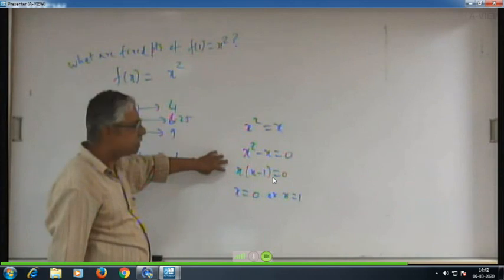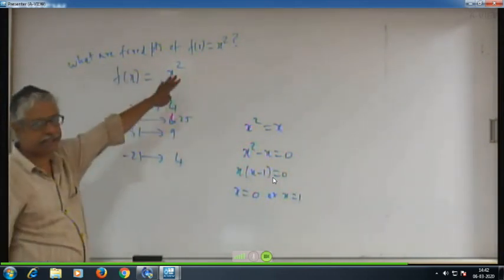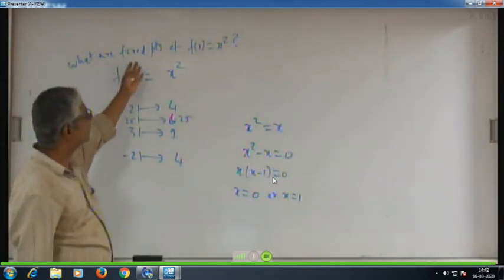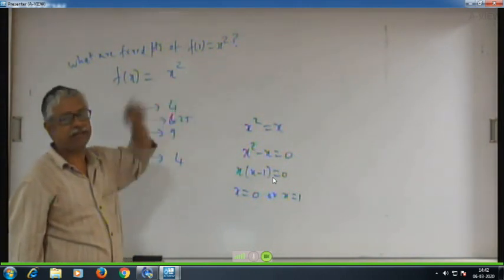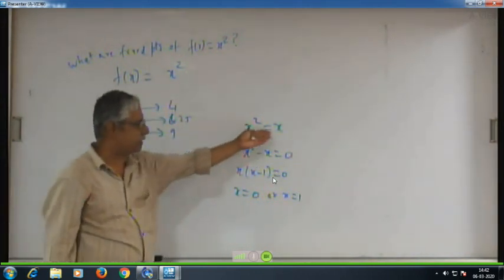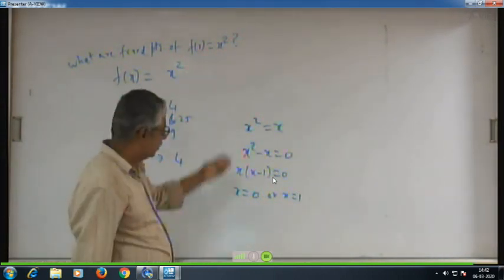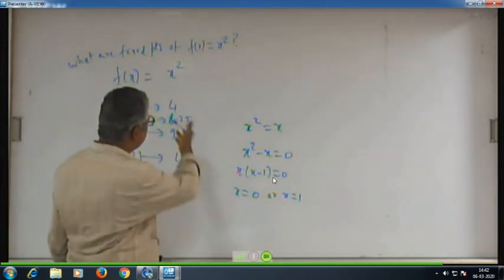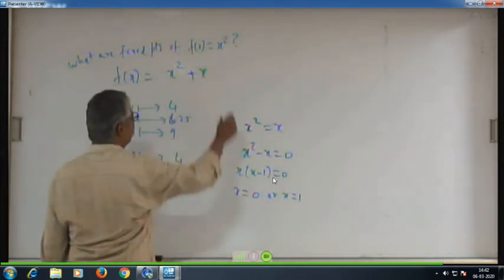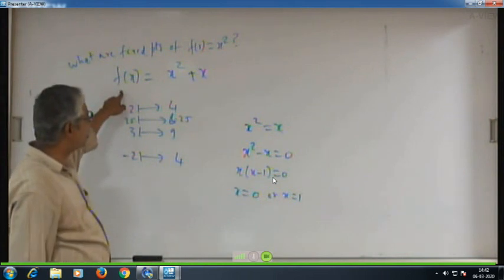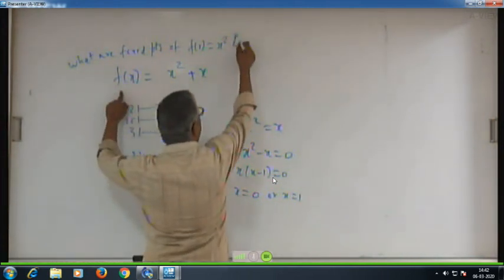Same question, I am asking in a slightly sophisticated way here. What are the fixed points of this function f(x) equal to x square? In the experiment, x square equal to x, which means this. Nothing special about x square. I will even do this. What are the fixed points of f(x) equal to x square plus x?